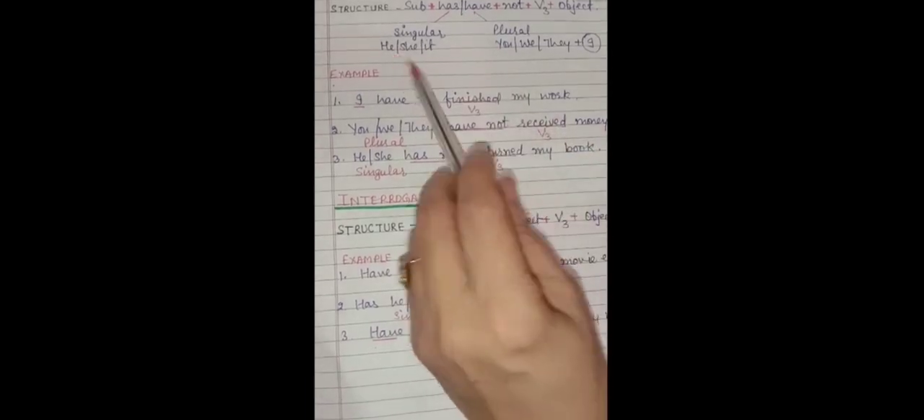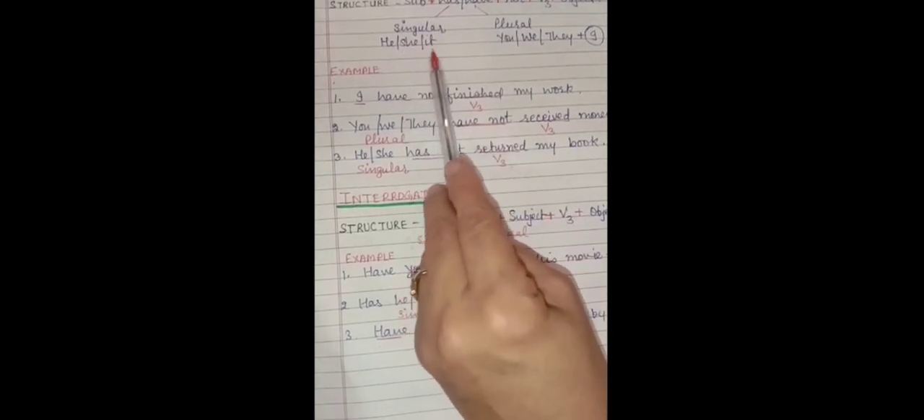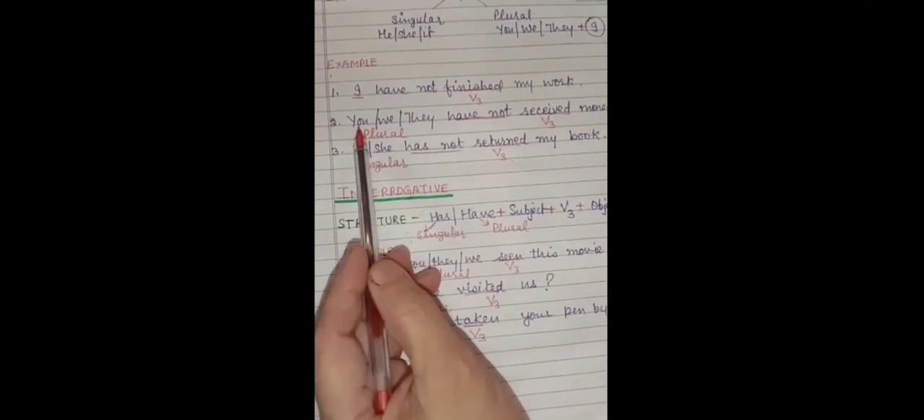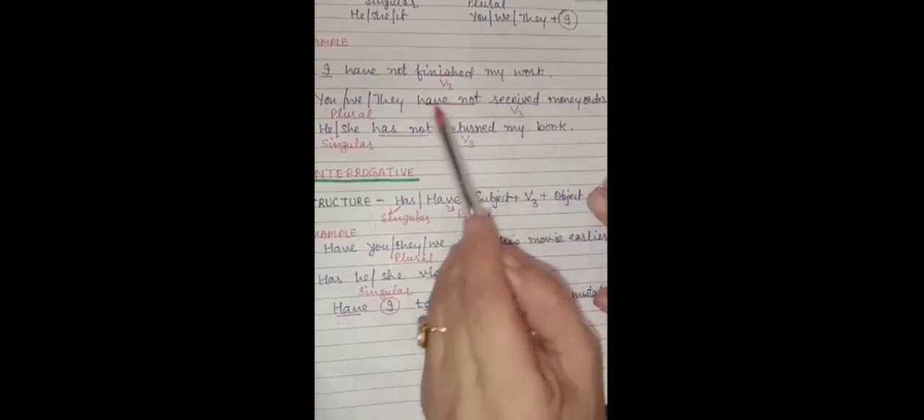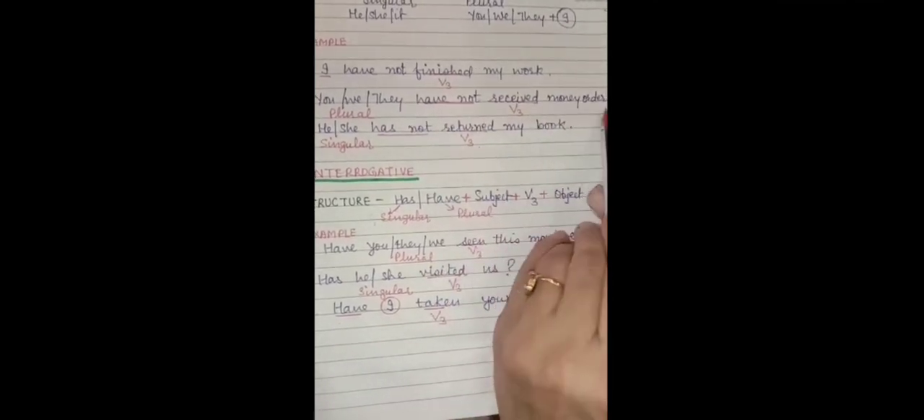Negative sentences. Structure: subject, has or have depending upon the number of the subject, not, third form of verb, and object. Has will be used as usual with he, she, it, or any singular name. Have is used with plural subjects: you, we, they, and I. Example: I have not finished my work. Plural subjects: you have not received the money order. We have not received the money order. They have not received the money order.